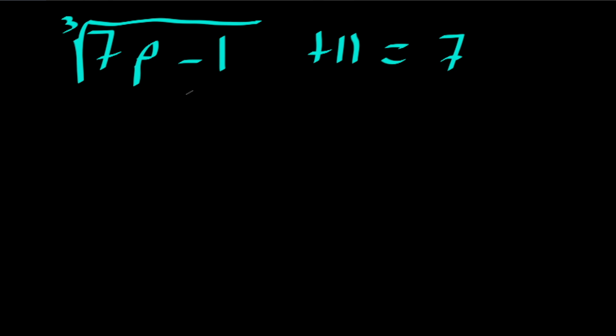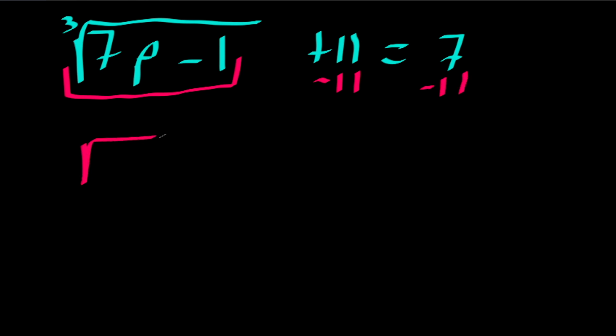All right, so now our cube root, our radical, needs to be isolated. So is there anything on the left side that we need to move? And the answer is yes. We need to move this 11 by subtracting 11. So the cube root of 7p minus 1 equals negative 4. Yep, that looks right.